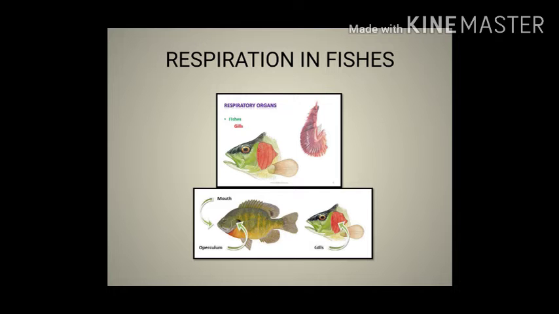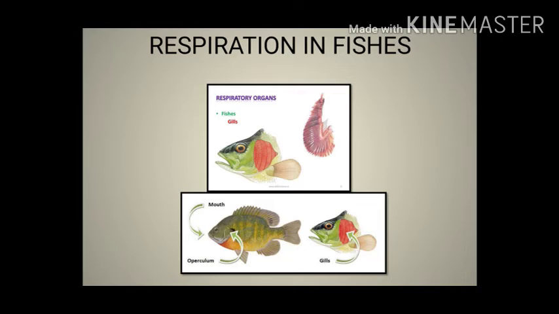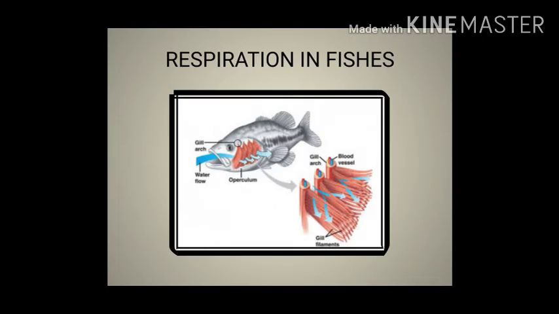Now in this diagram you can see the gills. In the second diagram you can see the operculum, which is a covering for the gills. Now in this diagram you can see the gill filaments and the blood vessels which are associated with the gill filaments.